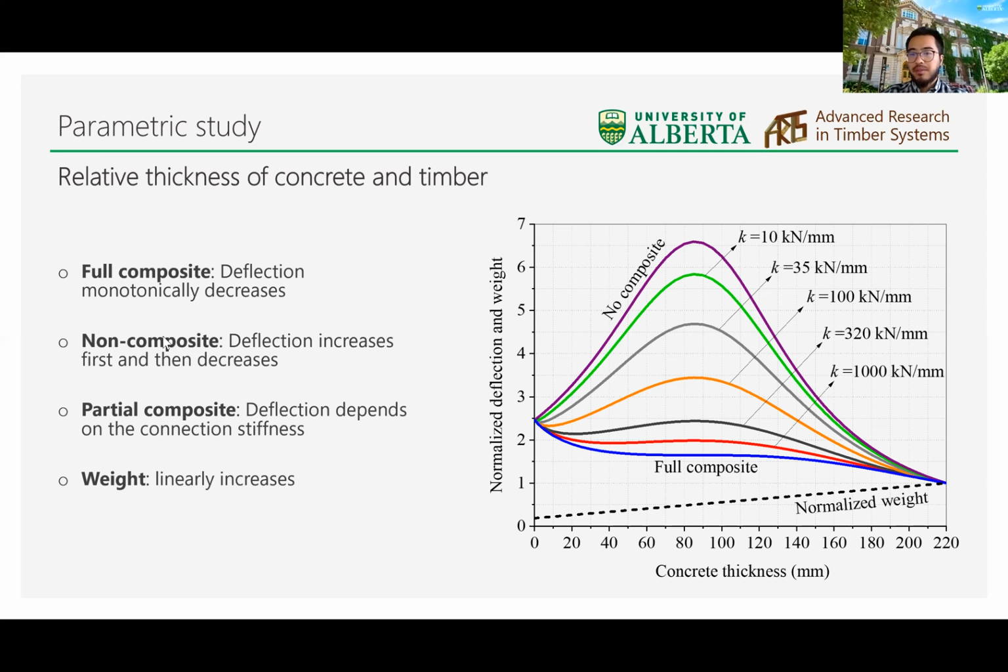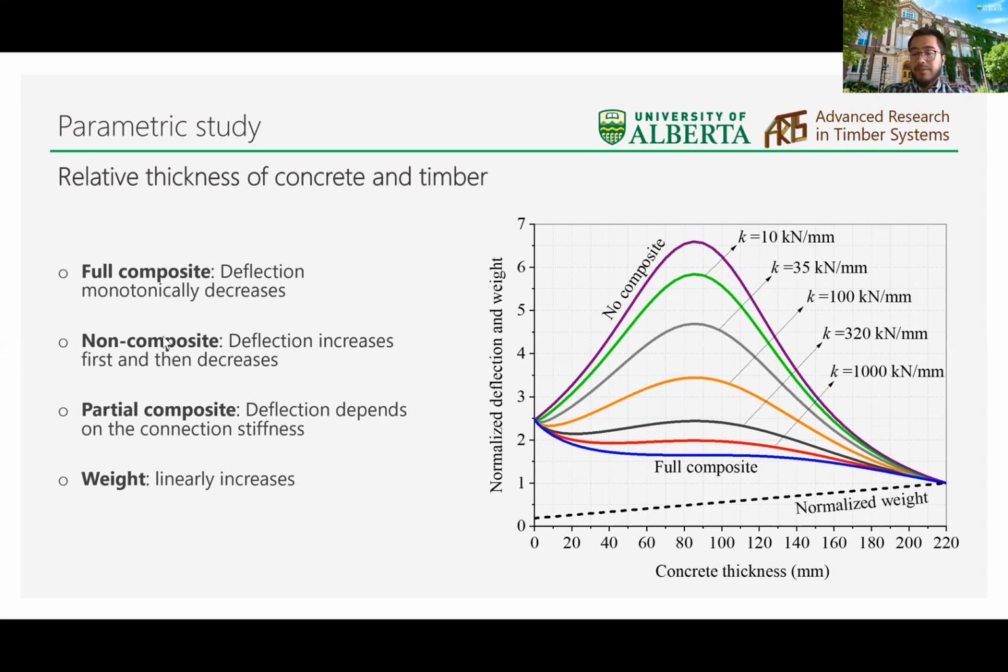When the concrete thickness is 0, the floor is bare timber. And when the concrete thickness is 220 millimeters, the floor is plain concrete. How the deflection changes with the concrete thickness actually depends on the connection stiffness. When the connections are very flexible, the deflection of the floor increases first and then decreases. But when the connections are very stiff, the deflection almost monotonically decreases with the increase of the concrete thickness.